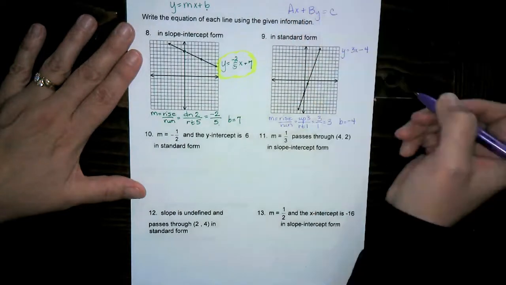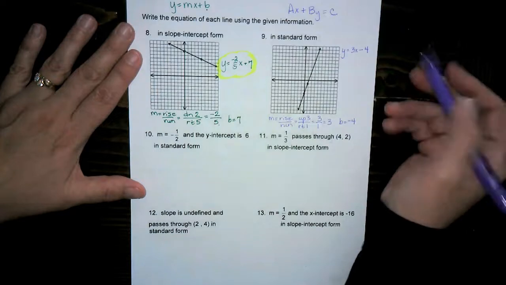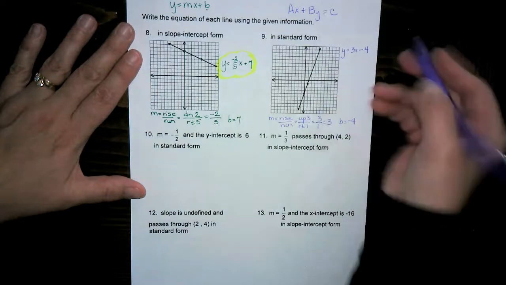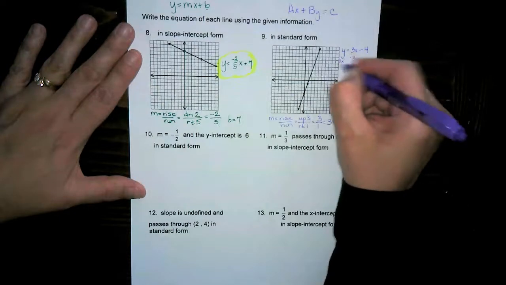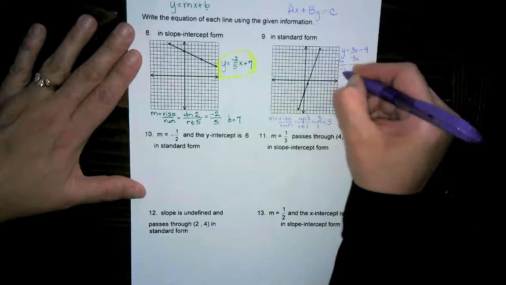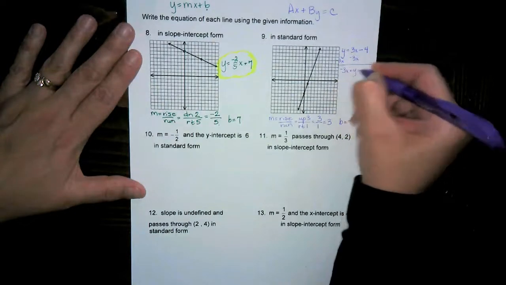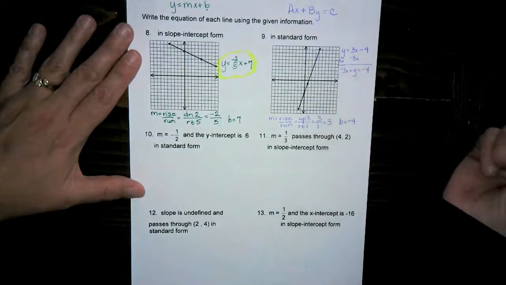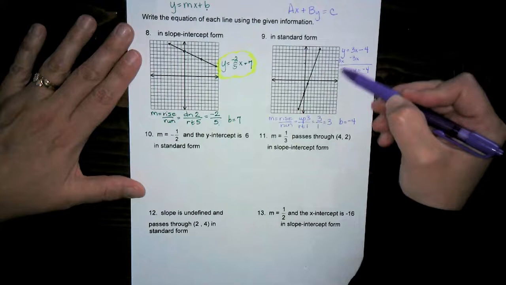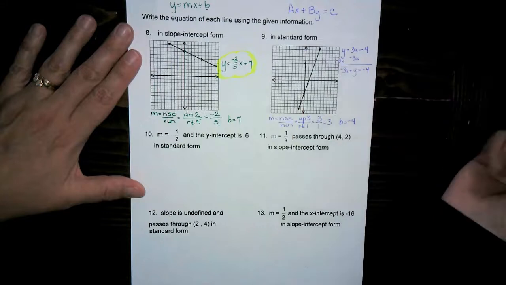So in standard form, x and y are on the same side of the equation. So I'm going to move this 3x over here by subtracting it. I'm going to subtract 3x from both sides. That's going to look like -3x plus y equals -4, which would be okay, but standard form usually likes the number in front of x to be positive.